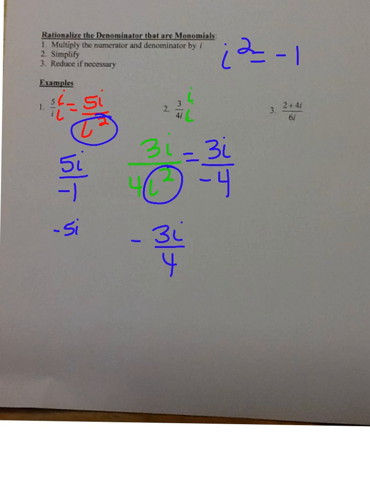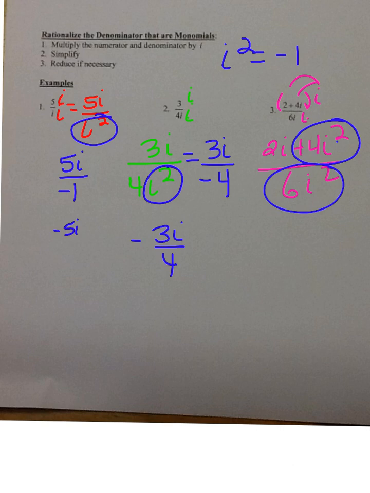So I'm going to multiply numerator and denominator by i. Now my numerator is a binomial, so you have to make sure you distribute. So it's 2i plus 4i squared over 6i squared. Remember, this i squared becomes a negative 1, and that i squared becomes a negative 1. So it's 2i minus 4 over negative 6.